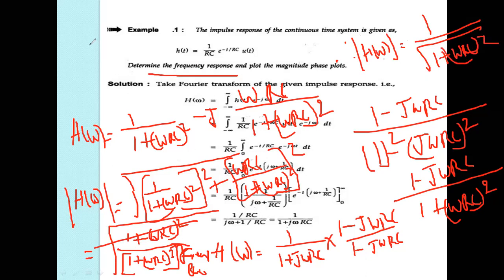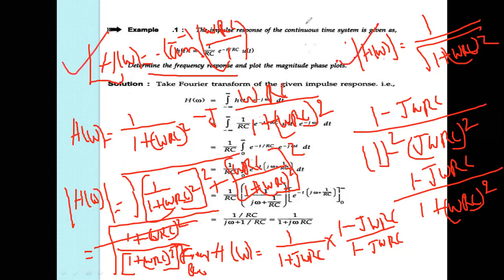Magnitude. Now what is the phase? The angle of H of ω is equal to tan inverse of the imaginary coefficient, because it is in the form x minus jy. X is positive and the imaginary coefficient is negative, which means the fourth quadrant. In the fourth quadrant it is minus tan inverse y by x. What is the y here? ωRC. The denominator is the same for both, 1. So ωRC by 1. Now using the values of ω, we can plot the magnitude and the phase.